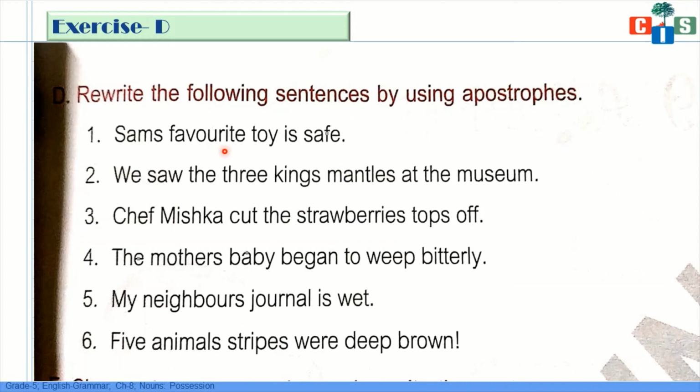Yes, first one, Sam's favorite toy is safe. Here Sam's is a name, someone's name, so it cannot be Sam's. It can be only Sam. But here it's given in plural form. So what do we have to do? We have to change this plural form into singular, and then change that singular into a possessive noun. So what will be the answer? Sam's favorite toy is safe. What I did was change Sam's into singular and then add apostrophe and s. Okay, scholars, the rest of the sentences you will do by yourself.